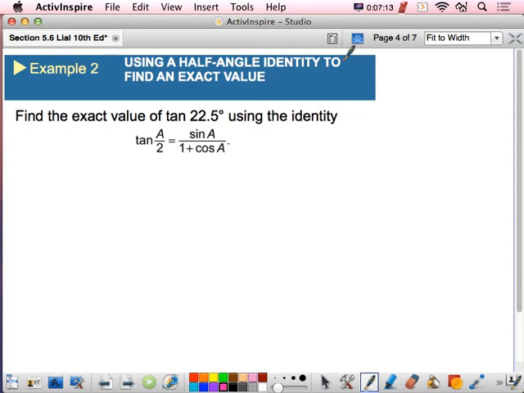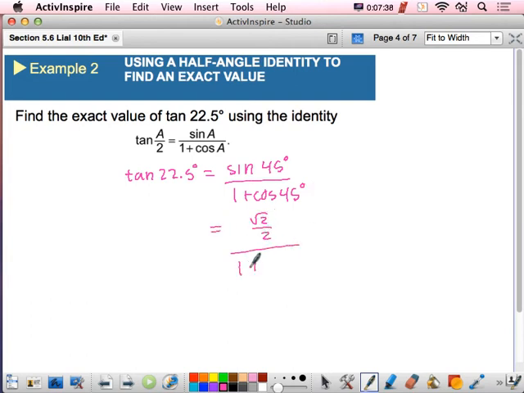Does 22.5 go on the left or the right? The left, because it is half of what? So the right angles should be 45s. Okay. Then we simply substitute in what we know from our unit circle. The sine of 45 degrees is the square root of 2 over 2. And the cosine of 45 degrees is the square root of 2 over 2.